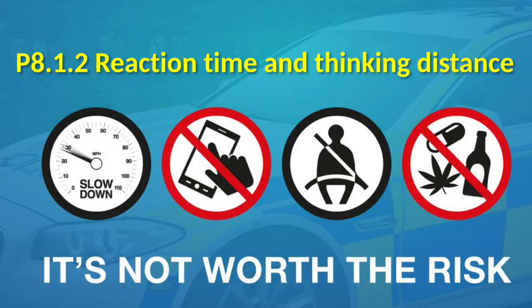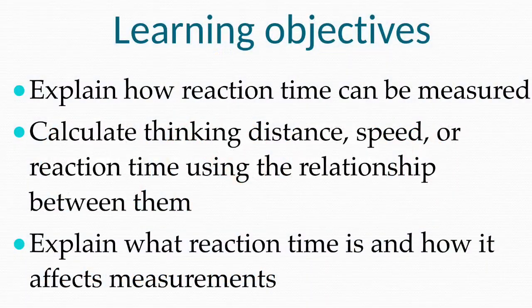Today we're going to be looking at reaction time and thinking distance. The learning objectives are to explain how reaction time can be measured, calculate thinking distance, speed or reaction time using the relationship between them, and explain what reaction time is and how it affects measurements.